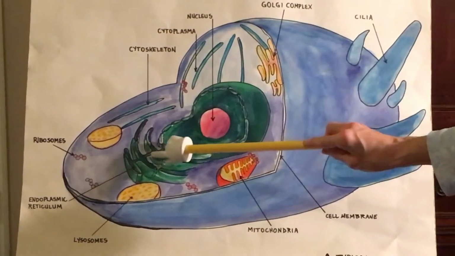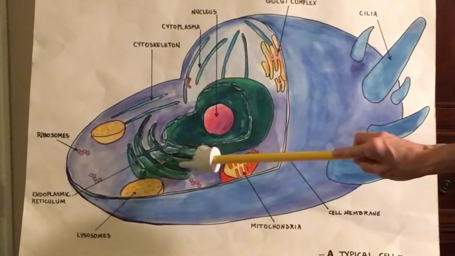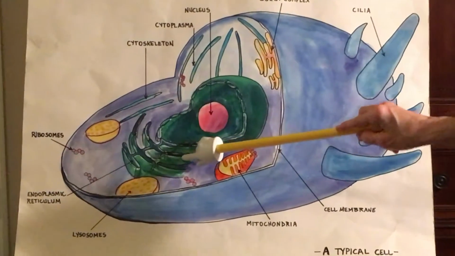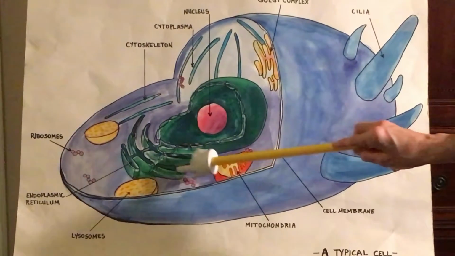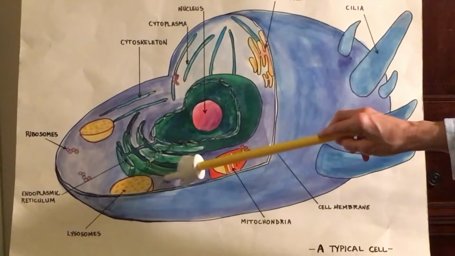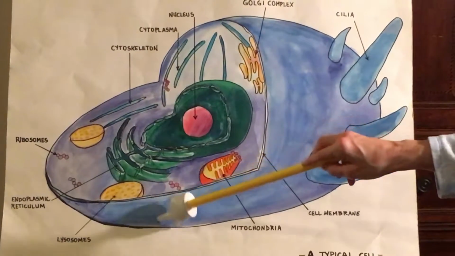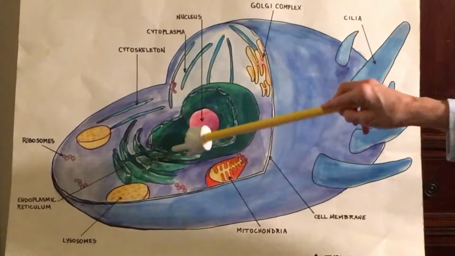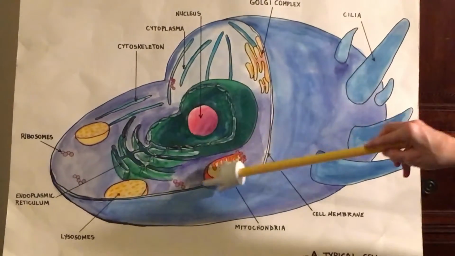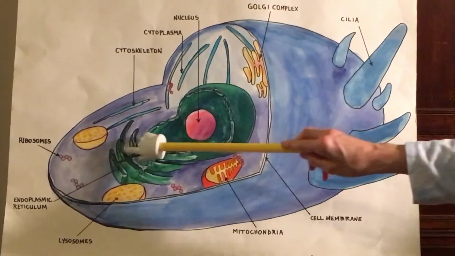Here we have your endoplasmic reticulum. The endoplasmic reticulum, think of it as the transportation center for the cell. This is where the chemicals are aided to transport to other parts of the cell by the endoplasmic reticulum.